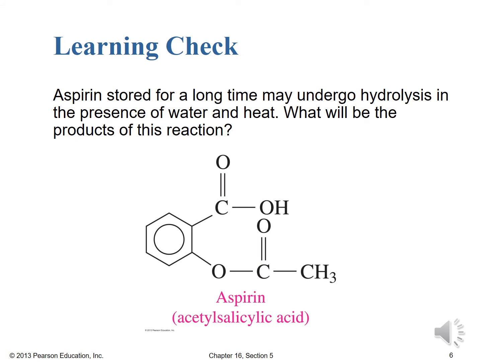Let's pause here for a learning check on that. So we have aspirin stored for a long time, which may undergo hydrolysis in the presence of water and heat. What will be the products of this reaction? So if we look at the aspirin molecule itself, if we were going to cause the ester group to undergo acid hydrolysis, what products would we get from aspirin? Stop the video here while you put your reaction together, and then once you have your reaction equation ready to check, please start us back up. Good luck.